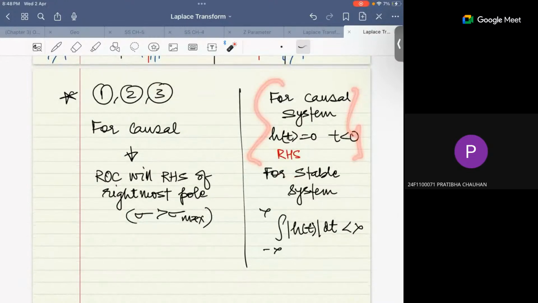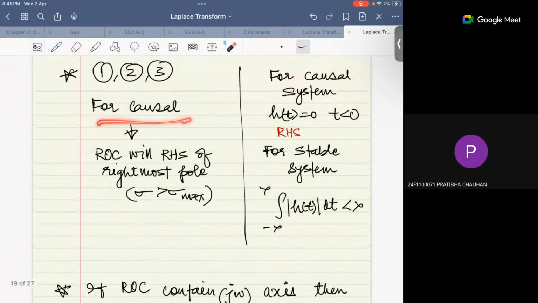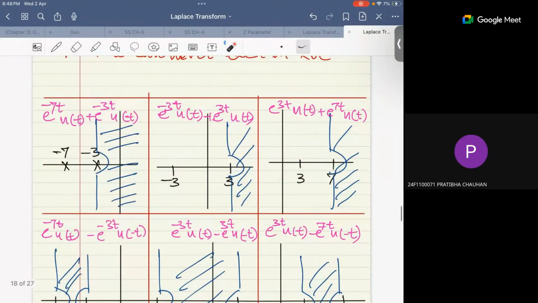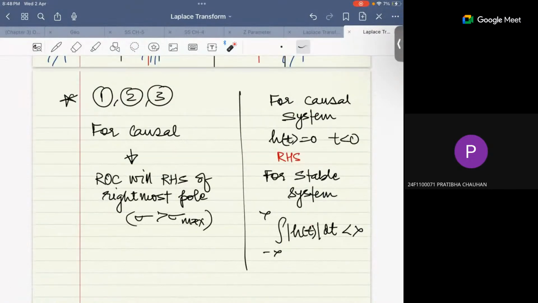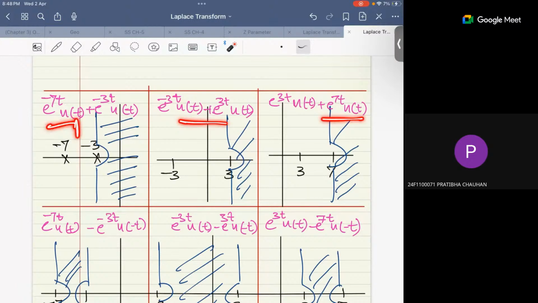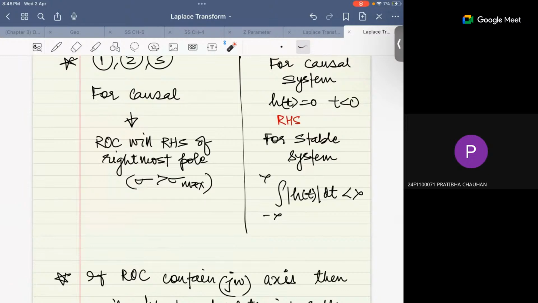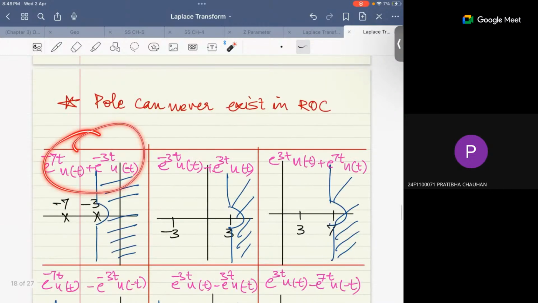Everything has been written here for the causal system, and the first, second and third are causal, because for a causal system the ROC will be on the right-hand side of the rightmost pole. You can see that all three are right-handed signals from the u(t). If we are dealing with a causal system, the ROC exists on the side of the rightmost pole of the whole system. So these three are causal systems.